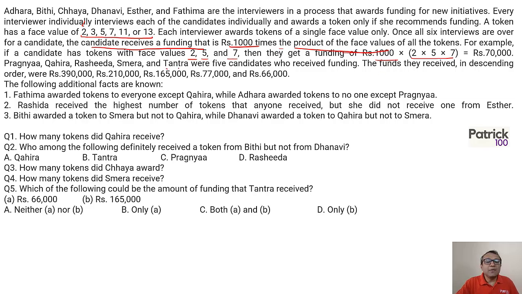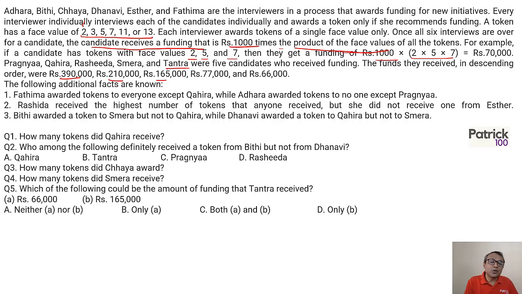So there are 5 people and the funding that they receive is given in descending order, not respectively. Based on that, we have to find out who is what. And they mention that Fatima awarded a token to everyone except one person. The first step is we know that 390 is the product of the tokens, 210 is the product of the tokens, 165 is the product of the tokens.